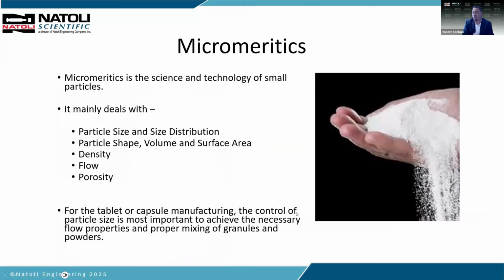All right, first things first, micromeritics. This is very important that we understand what the micromeritics are. It's the science and technology of small particles. So we've got to understand your particle size and size distribution, the shape, morphology, volume, surface area, the density, flowability, and porosity. All these basic things are very important to us moving forward before we get to encapsulation and tableting.